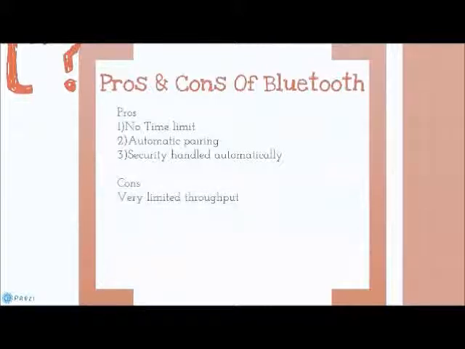Cons. Very limited throughput. Without a doubt, the biggest drawback of using a Bluetooth personal hotspot is its limited throughput, which can be just 3 Mbps at the most, making it 10 times less than what your Wi-Fi personal hotspot can offer.